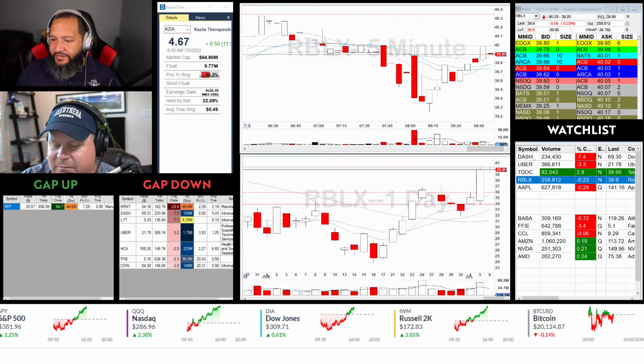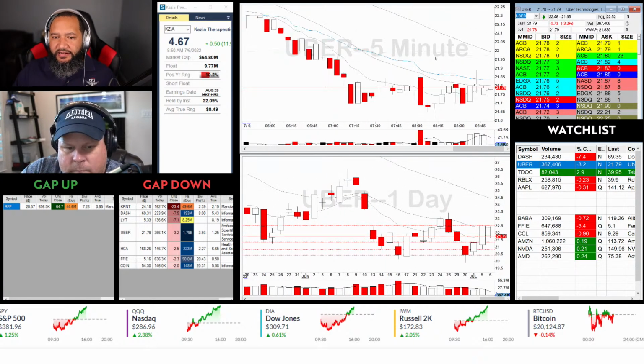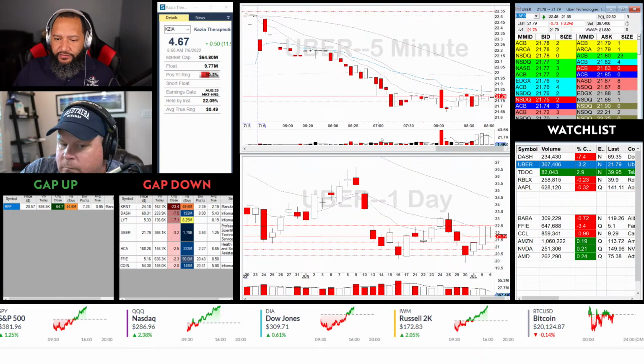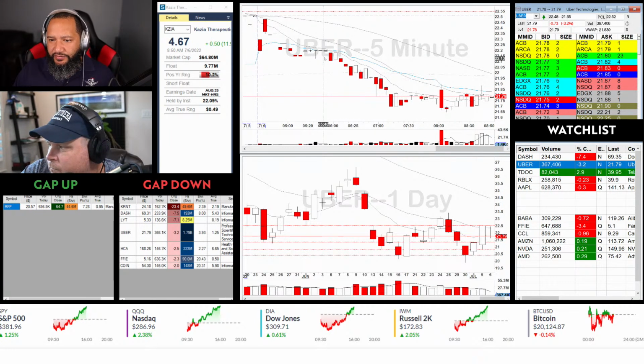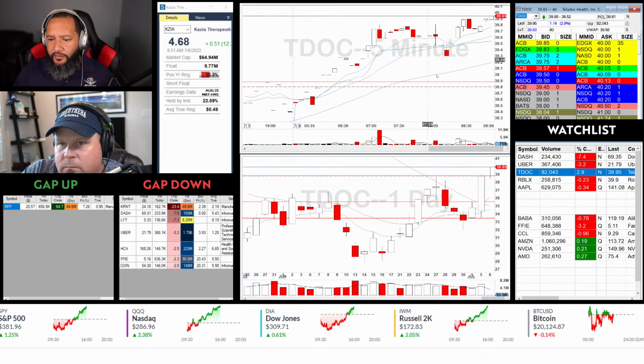So far we have Dash, which looks very good this morning. We have Uber, which as well is very active with the news that's going on there as usual. Uber, I'm not a big fan, but we'll see where it goes today. It does have a good pre-market activity. TDAC, also beautiful daily. Hopefully this pre-market can get going and we can get some action out of this one.